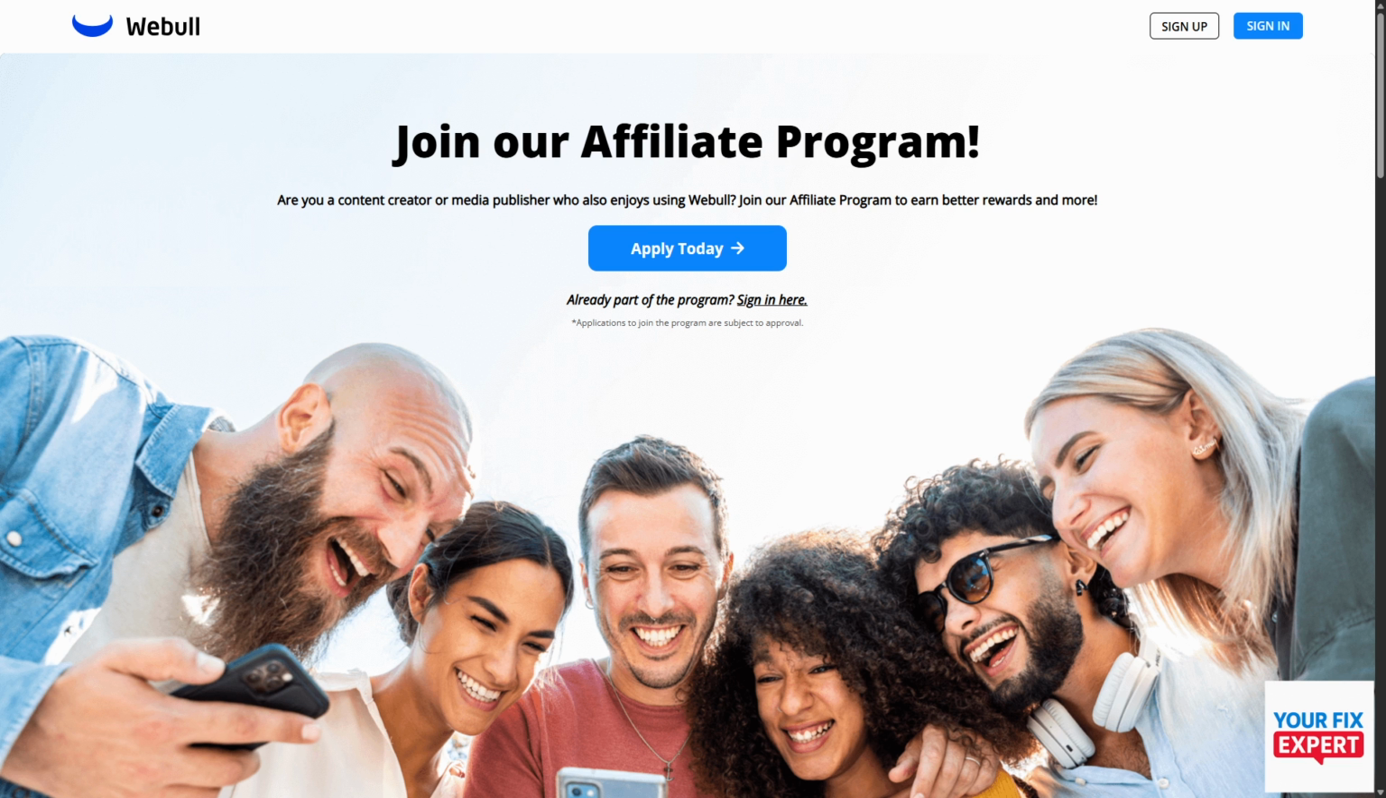And then we have the referral program. So participate in Webull's referral program to earn free stocks by inviting friends to join the platform. This initiative provides an opportunity to grow your portfolio with minimal effort.